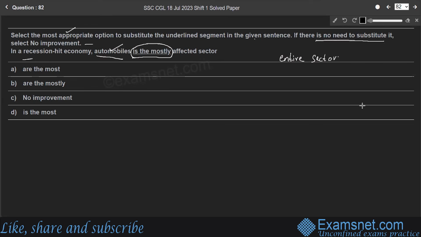Therefore, automobiles is the most is the proper word, right? Automobiles is the most affected sector, right? Therefore, this phrase is the mostly should be replaced by is the most, option D, right? Automobiles is the most affected sector would be correct. So option D is the right answer.